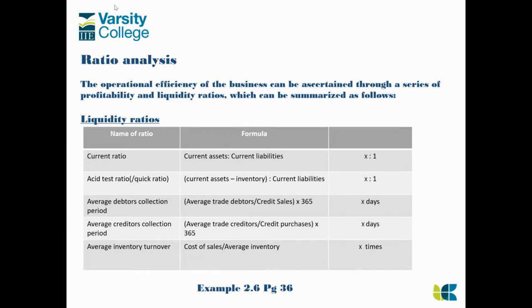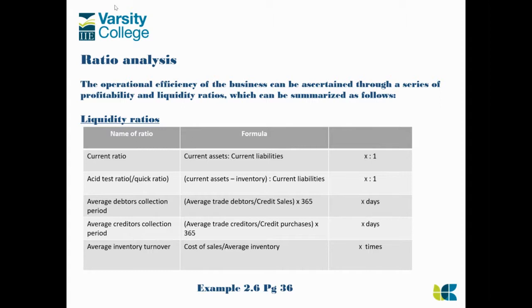Literally it's the exact same process, the exact same thing. The only difference is that now you want the average creditors amount and your credit purchases instead of your credit sales. That's the exact same calculation. And then your average inventory turnover.